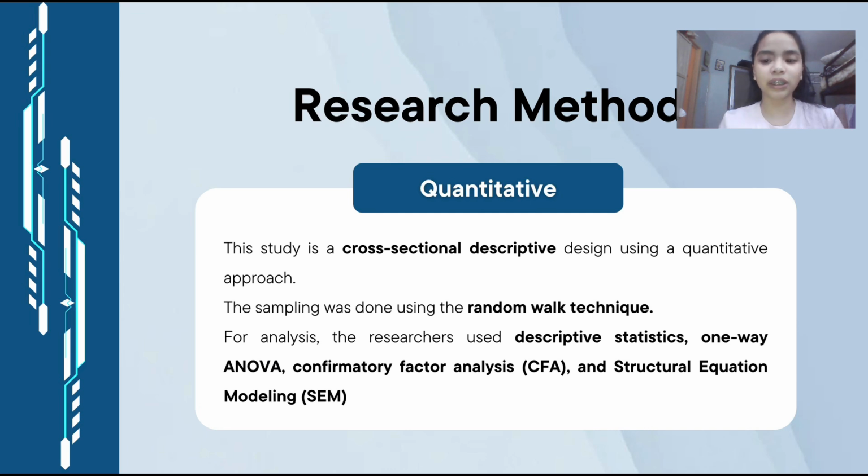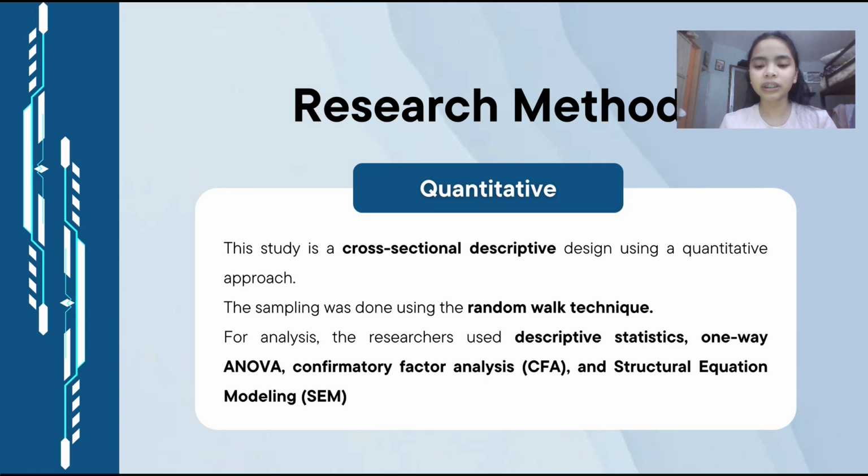Next, we have the research method. This research is a quantitative research. It is a cross-sectional descriptive design using a quantitative approach. So what is this cross-sectional study? A cross-sectional study is a type of research design where data are collected at a single point in time from a specific population.